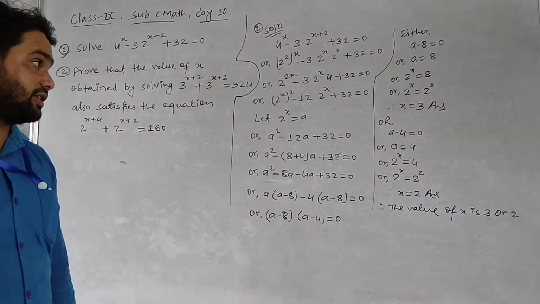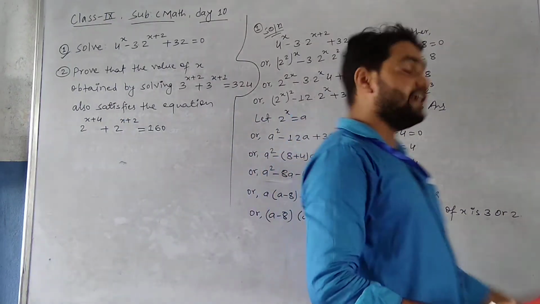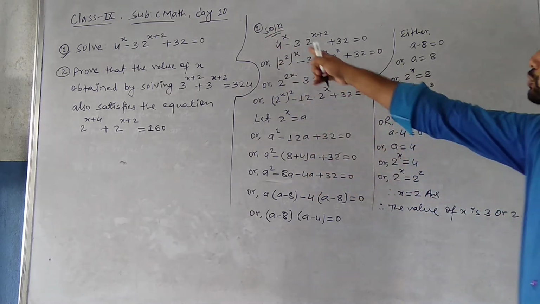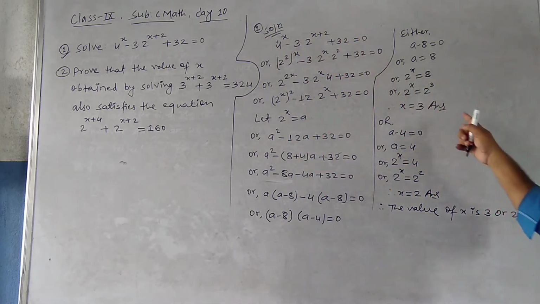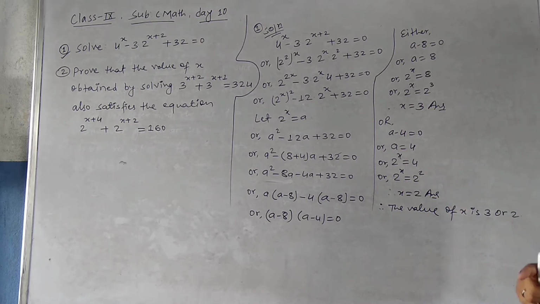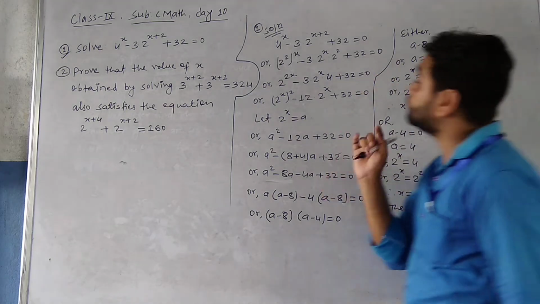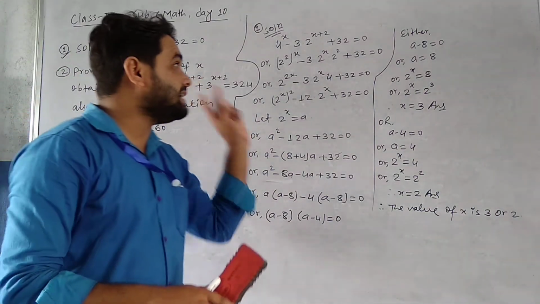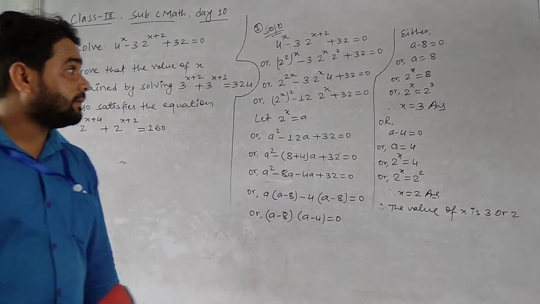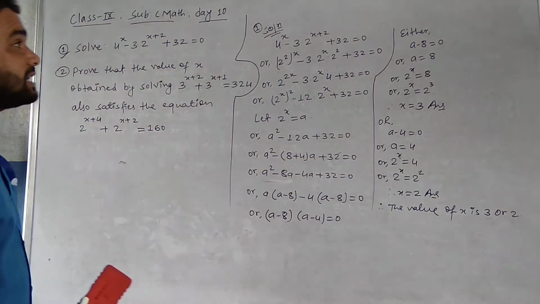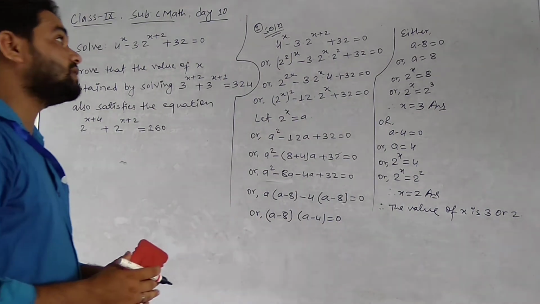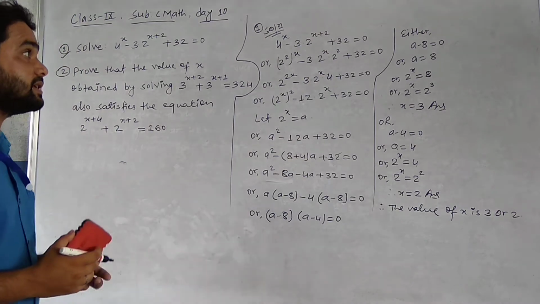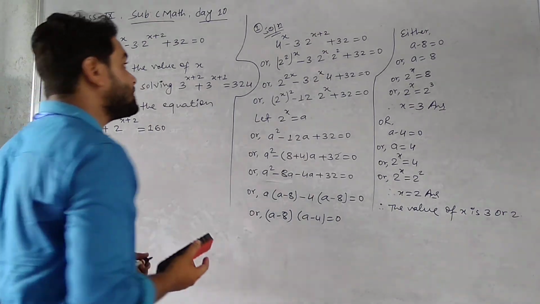This is the required answer for question number 1. That means we found the value of x, either 3 or 2, and in this way we are going to do it. Such types of questions, from the exam point of view, are asked for 4 marks. Be sure of that. And these types of questions are also important in the SC point of view, in the exponential chapter.